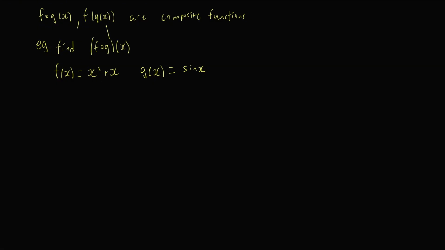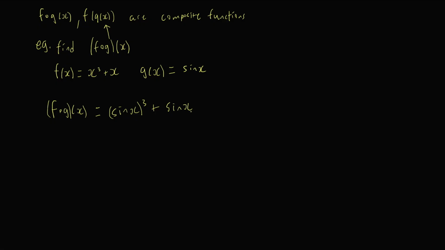This is equivalent to this, when g of x is inside f. All you do is replace the x with that function. So f of x is x cubed plus x, and g of x is sine x. All you do is replace that. So f of g of x would be equal to sine x cubed plus sine x. So the sine x becomes the x.